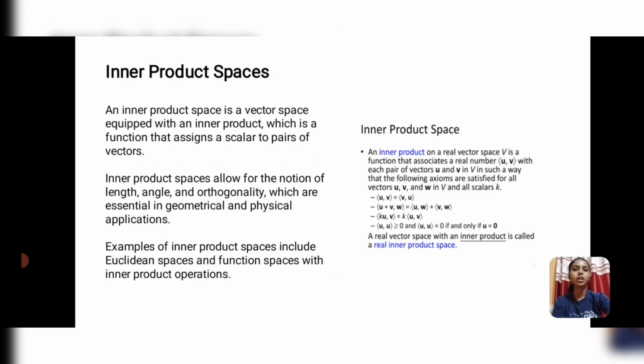Inner product spaces. An inner product space is a vector space equipped with an inner product, which is a function that assigns a scalar to a pair of vectors. Inner product spaces allow for the notion of length, angle, and orthogonality, which are essential in geometrical and physical applications. Examples of inner product spaces include Euclidean spaces and function spaces with inner product operations.